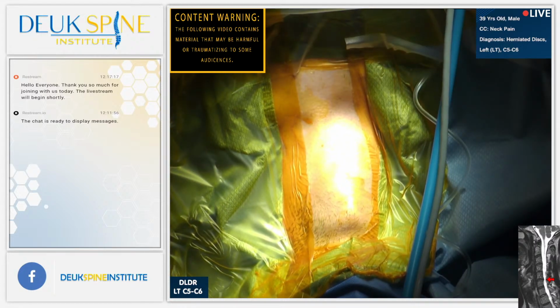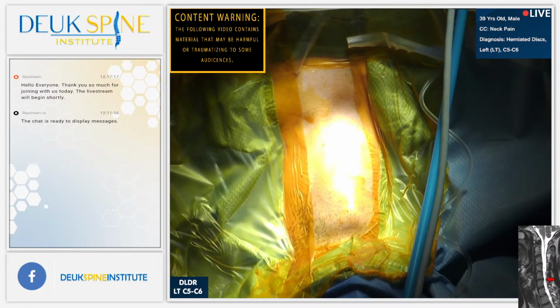That said, his pain is worse on the right side, so we're going to go opposite on the left side. That's where our entry point will be. And we go across the disc to the other side.